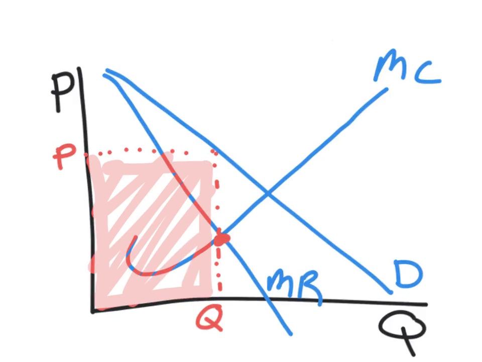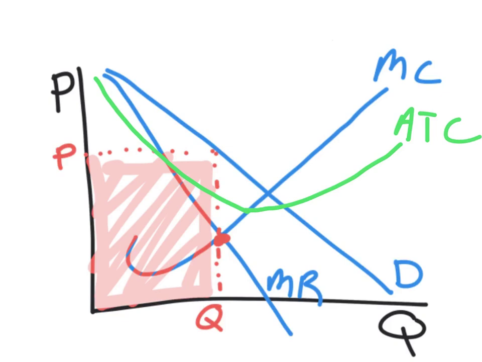Now, in order to find out if this monopoly is making a profit or a loss, you have to add in your average total cost curve. If you remember from a perfectly competitive market, your average total cost curve goes down, hits the marginal cost curve, and then goes back up. So this is our ATC curve.